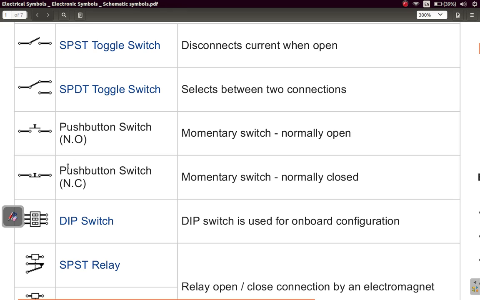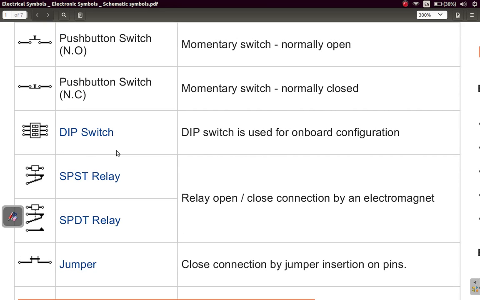The normally closed push button switch, this is a symbol. This is normally conducting electricity. When you push down with your finger on the button, it opens the circuit and disconnects it. When you lift your finger, a spring pushes the button back up and connects the circuit again.